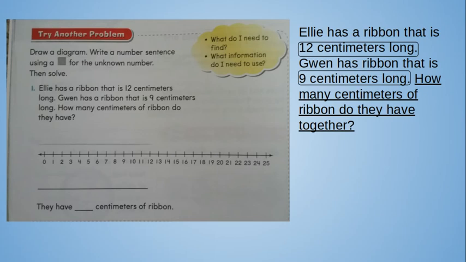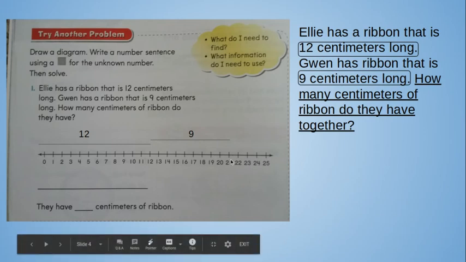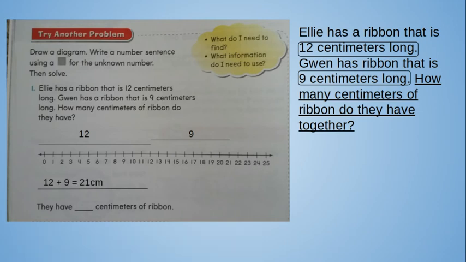I'm starting by drawing a line all the way from 0 to 12 to represent the 12 centimeters of ribbon that Ellie has. Now, if I'm adding, I need to show the next 9 centimeters being added to the 12. So I draw my next line right next to it. It's just like saying I'm starting at 12 on my number line and jumping up 9 times. Where do I land? Right on the 21. That's the same as 12 plus 9 equals 21 centimeters. They have 21 centimeters of ribbon altogether.